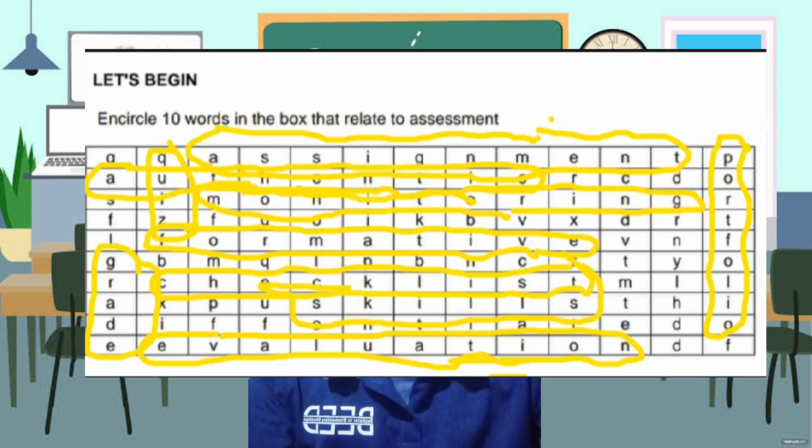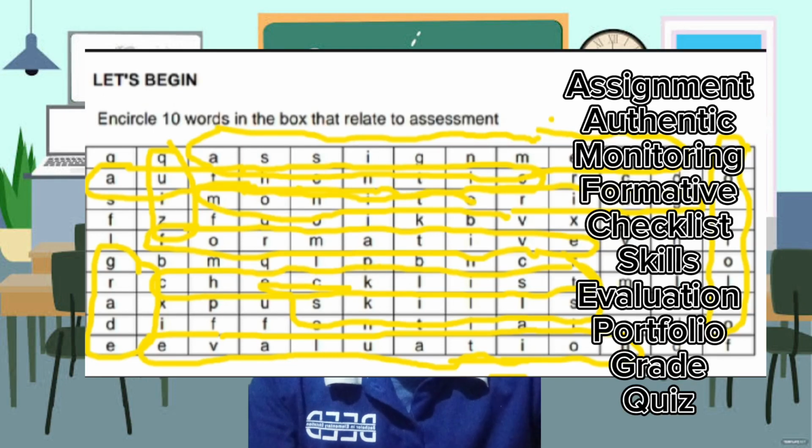In our topic, multigrade. So let's begin. Encircle 10 words in the box that relate to assessment. So these are the 10 words that I have seen in the box. So first is assignment, authentic, monitoring, formative, checklist, skills, evaluation, portfolio, grade, and quiz.